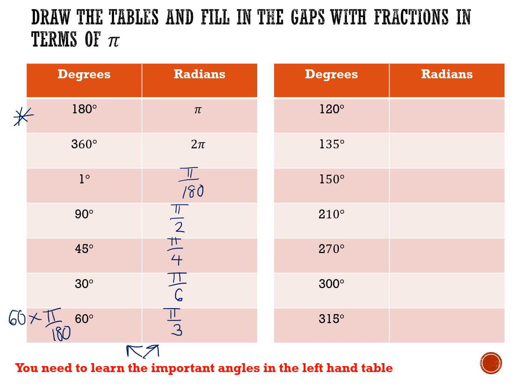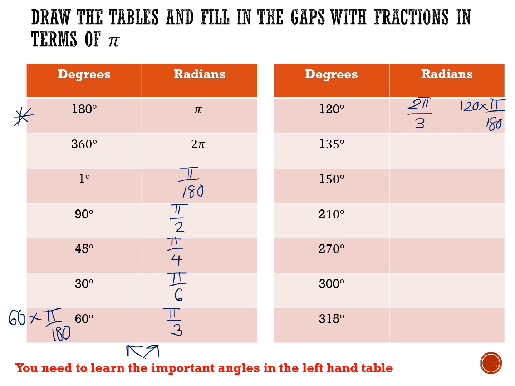Okay, right, let's have a look at these. Some of these we might be able to just look at and do. Some of them might take a little bit more work. Now 120, well 120 is double 60. So I reckon we can straight away say, well that's 2 lots of 60, so that's 2 pi by 3. Again, if you weren't sure, do 120 times pi over 180 and cancel it down.